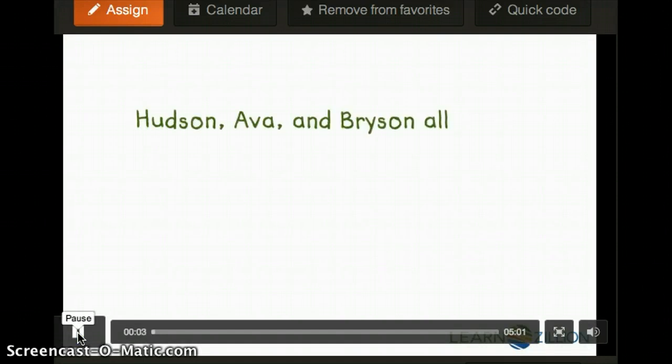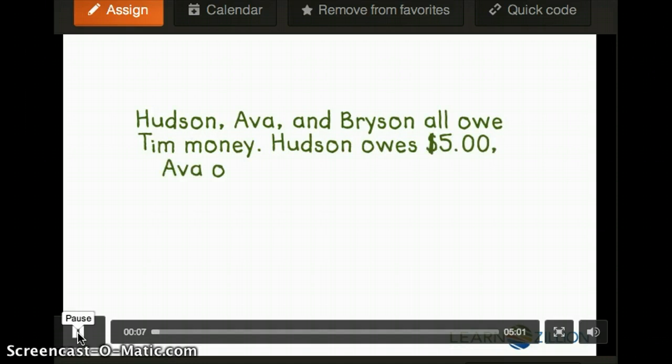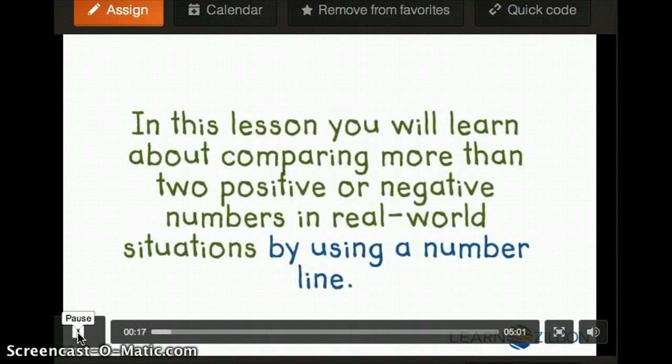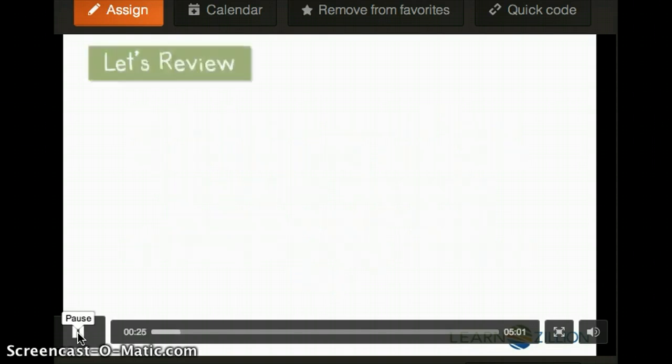Hudson, Ava, and Bryson all owe Tim money. Hudson owes $5, Ava owes $2.25, and Bryson owes $3.50. Who has the most debt? In this lesson, you will learn about comparing more than two positive or negative numbers in real-world situations by using a number line. Let's review.